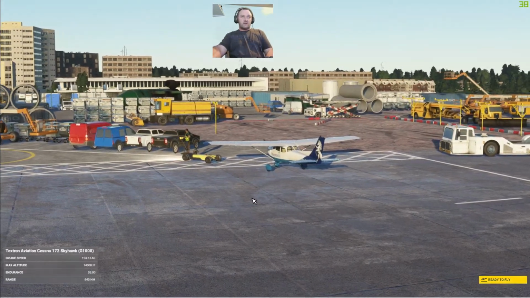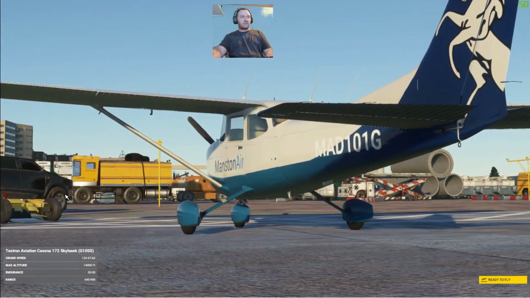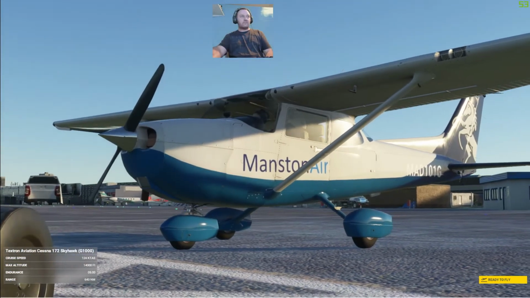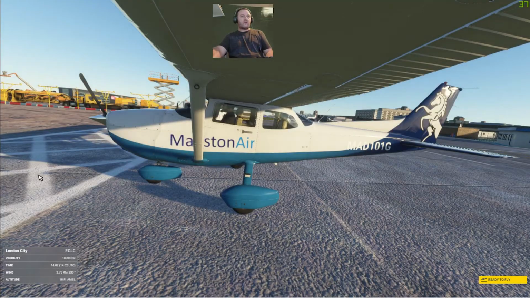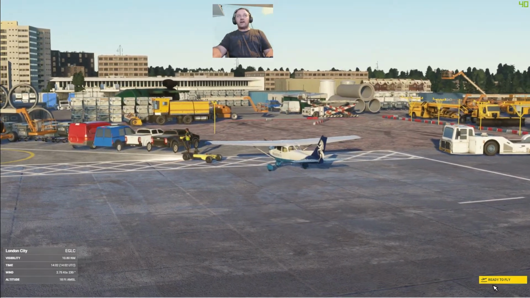So London City Airport. This is the updated version. They're really skinny wheels on that, and that's got no wheels at all. Wow. Anyway, not so worried about the scenery as much.